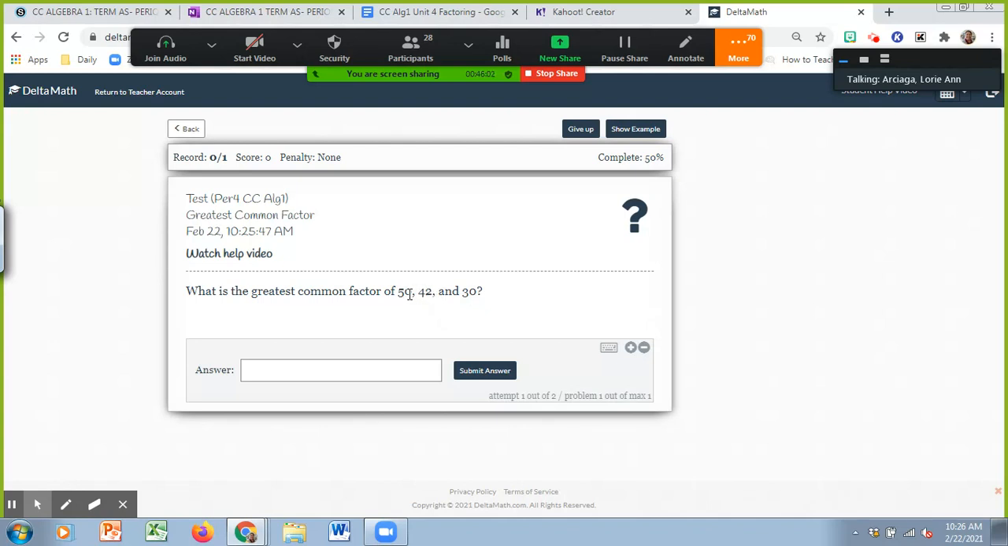But can 6 divide 50, Louise? What do you think? No, so we have to keep going. Keep trying. Keep guessing. So at least you know your answer is somewhere between 1 and 30. So what do you think is the greatest common factor?